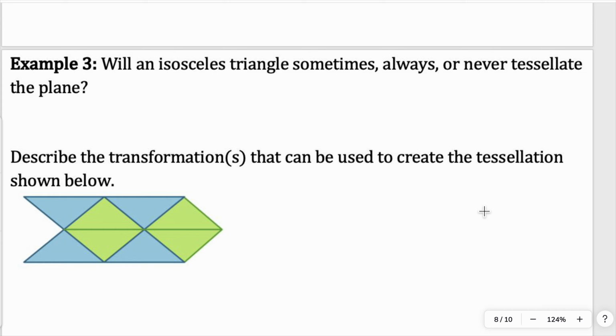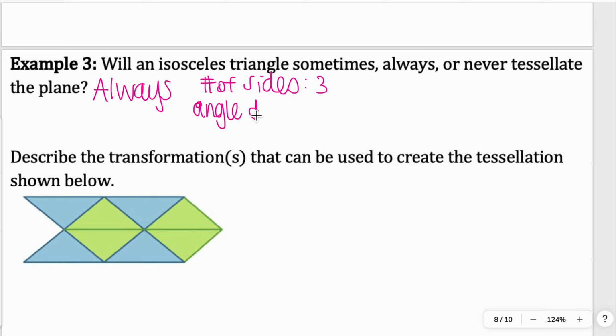Okay. Example 3 now is going to talk about will something tessellate. So will an isosceles triangle sometimes, always, or never tessellate? For an isosceles triangle, we're going to say it can always tessellate, and this is how we know. When we take the number of sides of a triangle, which is 3, we're going to apply the angle degrees per angle.